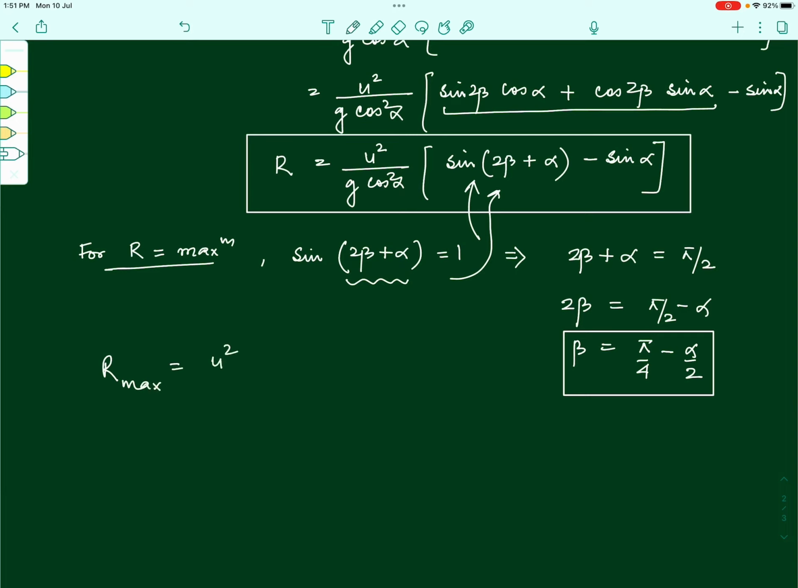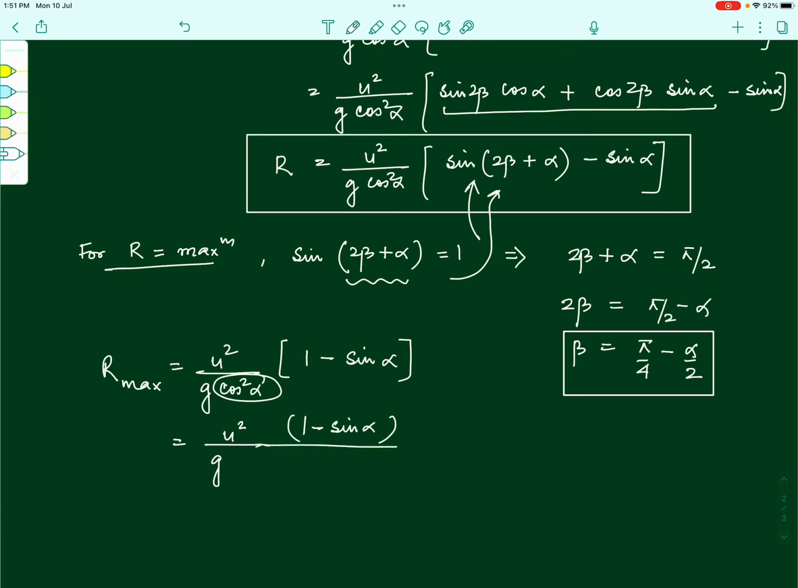Maximum range will then be u squared by g cos squared alpha into, now this first term has become 1, the maximum value, minus sin alpha, isn't it? Now, in order to solve this, we can write the cos squared alpha as 1 minus sin squared alpha. So, we will get a 1 minus sin alpha in the numerator and 1 minus sin squared alpha in the denominator, which will then cancel out to give us g into 1 plus sin alpha. Understand that here we have used the formula a squared minus b squared as a plus b into a minus b, right? So, this is what we are getting as the maximum range then, okay.